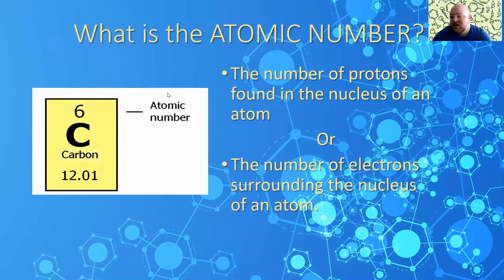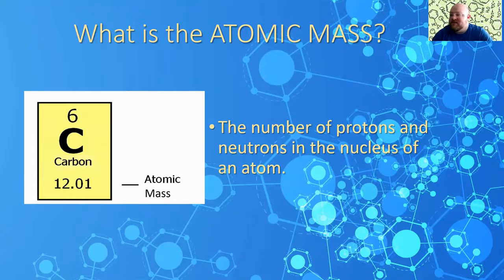How many protons are in there? How many electrons are in there? All right, what is the atomic mass? So the atomic mass is the number of protons and neutrons in the nucleus of the atom. So if you know how many protons you have, you know how many neutrons you have, you add them up and get the mass. If you don't know how many neutrons, you could take the mass minus the atomic number. That'll give you how many neutrons you have. But that's what the mass is, protons plus neutrons.